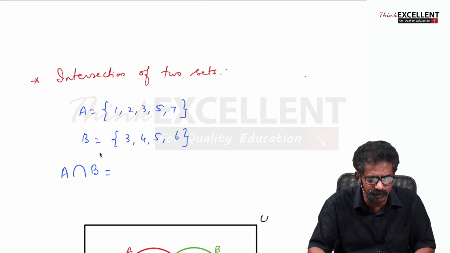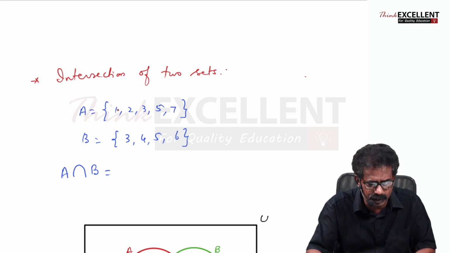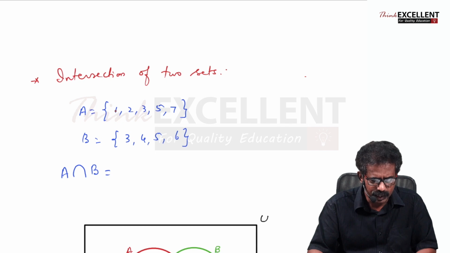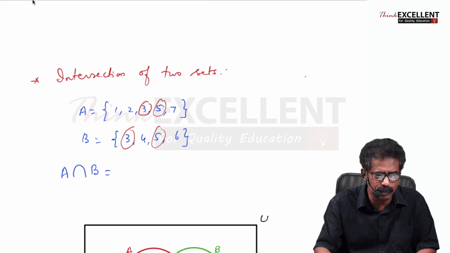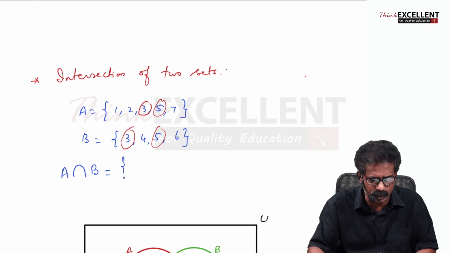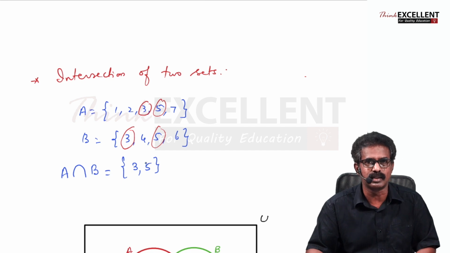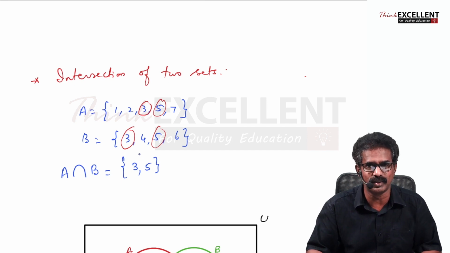Which are common for both the sets? 1 is in A but not in B. 2 is in A, not in B. But 3, yes, 3 is in both. So 3 is common. Anything else? Yes, 5 is common. That's all. Only those common elements you write, that is your answer. So A intersection B is 3, 5.